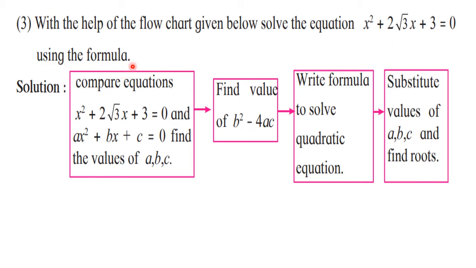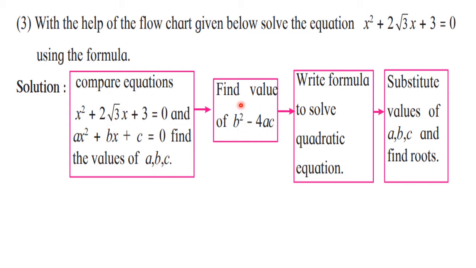See, everywhere the method is specified. So you need to use the specified method only. Now the very first instruction is given: compare equations. That means the given equation x square plus 2 root 3x plus 3 is equal to 0 and the standard form, that is ax square plus bx plus c is equal to 0, and find the values of a, b, c. Okay, that means we are going to write down the equation. Then you will write down the statement comparing with ax square plus bx plus c is equal to 0. We get a is equal to 1 here, b is equal to 2 root 3 and c is equal to 3. Okay, so you can write down these values as we are writing.